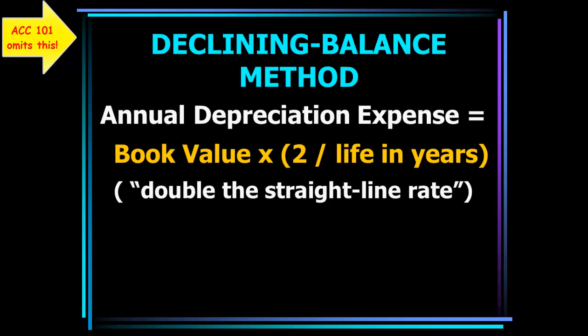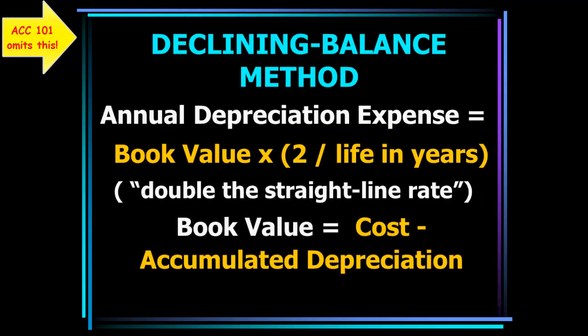There are other varieties of that. There's 150% declining balance, which instead of using 2 would use 1.5. So there are some others. Book value, you've been taught this before, but we need to remember it, is cost minus accumulated depreciation. Does residual have anything to do with book value? Do you see the residual in this formula anywhere? No. So this one is really unique because the residual is not part of the formula.